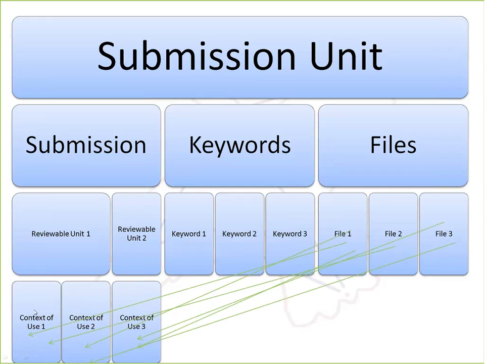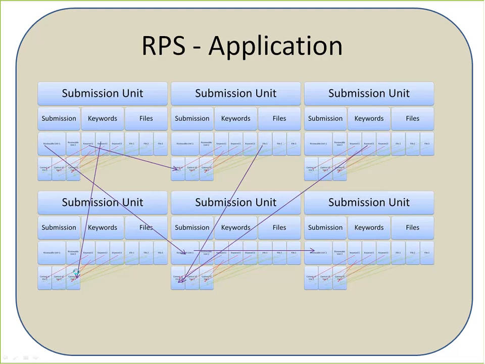Then, of course, you also have to link files to your context of use. So this context of use here, context of use 1, looks like it is just referring to file 1. Or sorry, it's referring to file 1 and file 3. This one is doing file 2 and file 3, and context of use 3 is referring to all 3 of them. You could actually do this in any order you want. And so this is really what you're looking at.